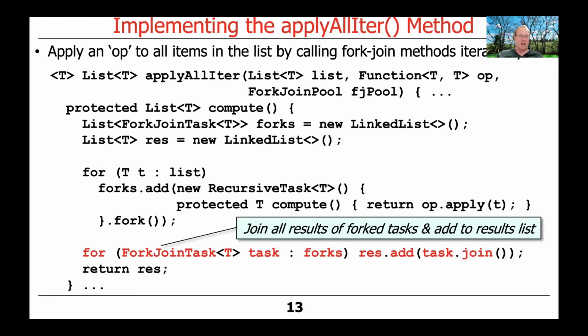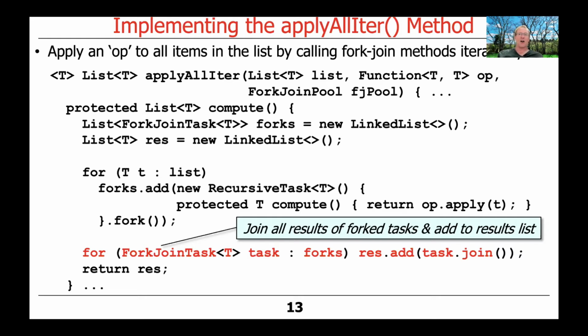So what's left for the outermost compute method to do is a form of barrier synchronization, where it's going to join all the results of the fork tasks and add them to the results list. So you can see here it's going to go through the forks list, and for each fork join task in forks, we're going to say result.add(task.join()). And if you recall, task.join logically blocks, doesn't physically block. That calling thread pitches in and does processing until we get the result for that particular task. And then that result is added to the results list.